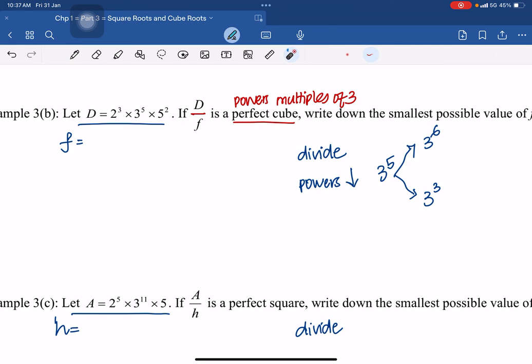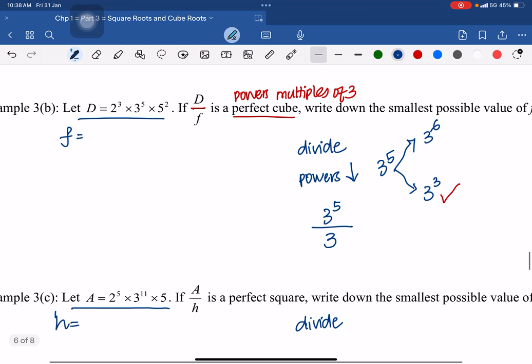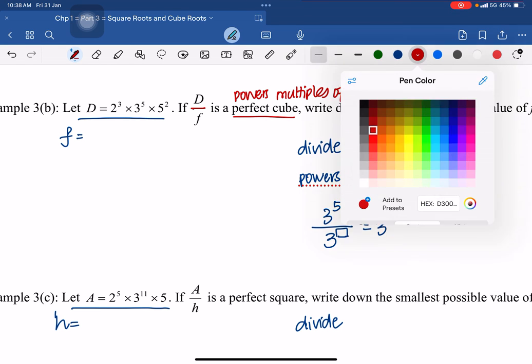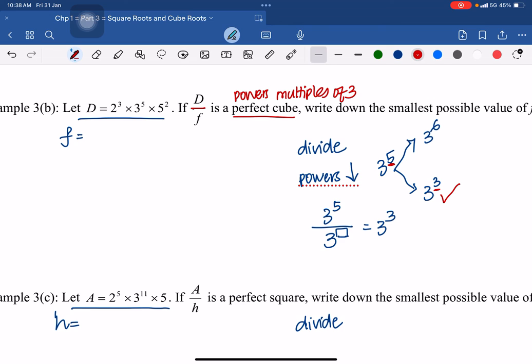So the question says division, power decreases. So I need to decrease it to make it become 3 to the power 3. So this is 3 to the power 5. There are 5 factors on the numerator. How many more factors do I need to divide away to give me 3 to the power 3? From 5, how many factors do I need to take away to have only 3 factors? So I need to divide by 3 to the power of 2. Have you gotten the answer?